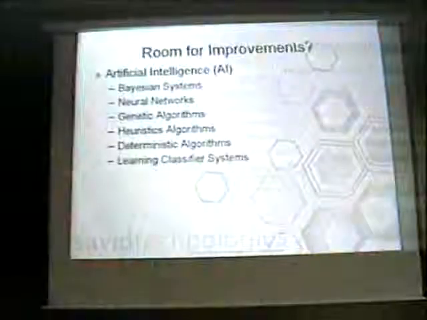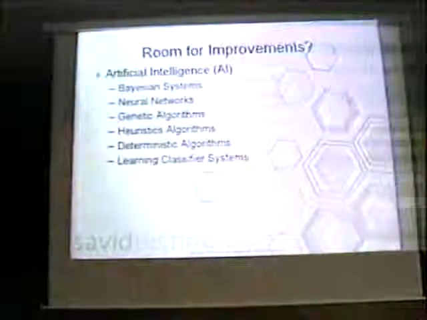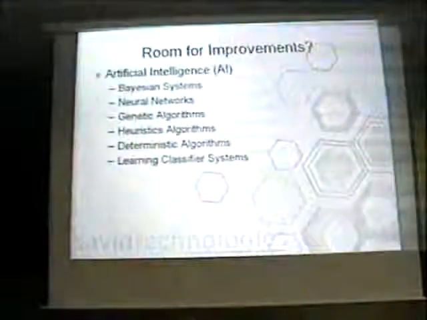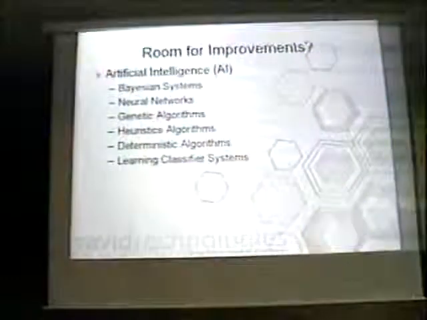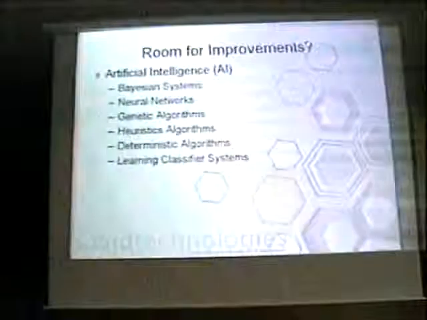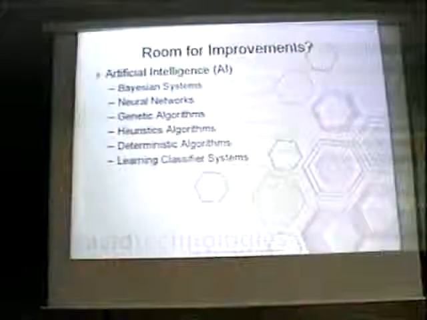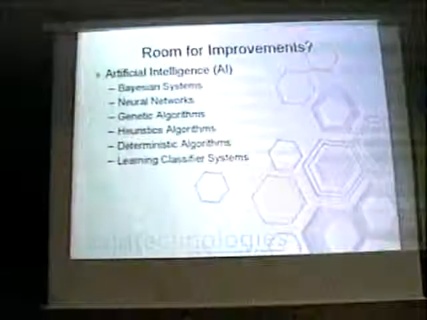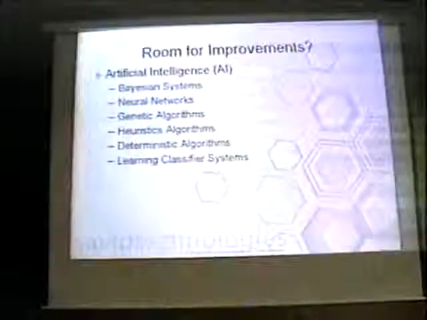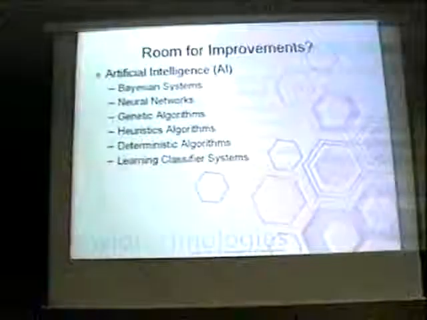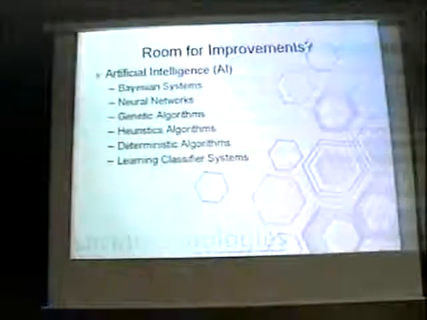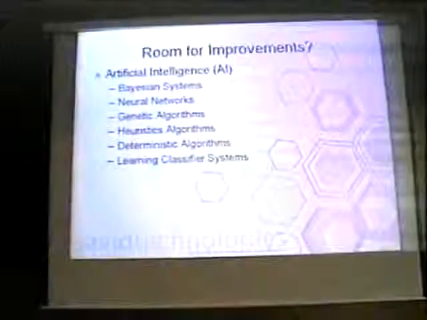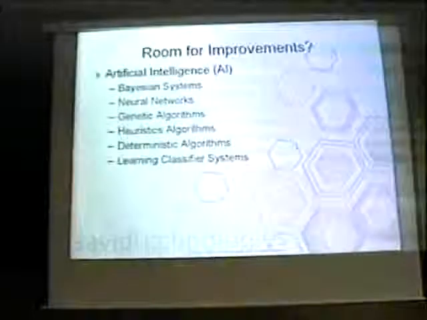So is there room for improvement? We're setting up all these systems, and we're just putting them out there, hoping they work. What can we do to enhance this, all the technology? Bayesian systems, neural networks, genetic algorithms, heuristics, deterministics, and LCSs. We've had the best success with genetic learning classifier systems, heuristics, and deterministics. There's been a lot of good work done on Bayesian systems and neural networks. We just focus on it from a different perspective.